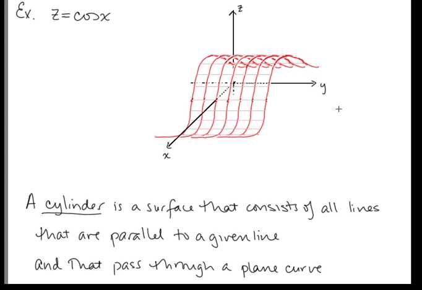It's a surface that consists of all lines that are parallel to a given line. Well, all the lines that we've drawn in here are all parallel to the y-axis. They're all parallel to the same given line, the y-axis, and that pass through a plane curve. A plane curve is a curve in a 2-dimensional plane. So the plane curve that we're talking about is z equals cosine x here in the xz 2-dimensional plane. So in fact, this surface does satisfy this definition.